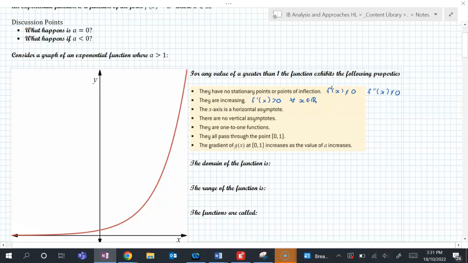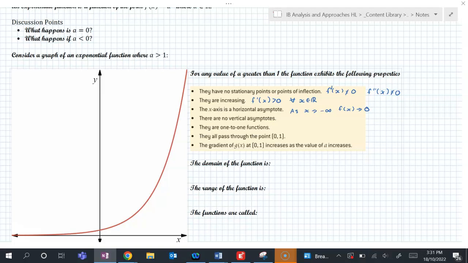The x-axis is a horizontal asymptote, so as x goes to negative infinity, we can see that the function is approaching 0. And then there are no vertical asymptotes, so there's no point where the function doesn't exist, creating a vertical asymptote.